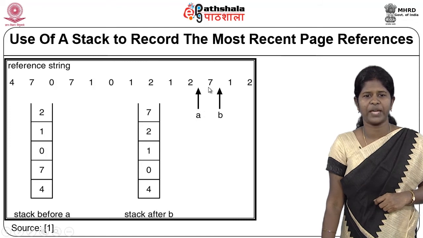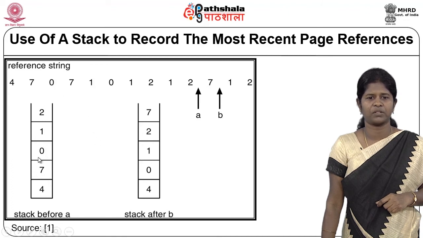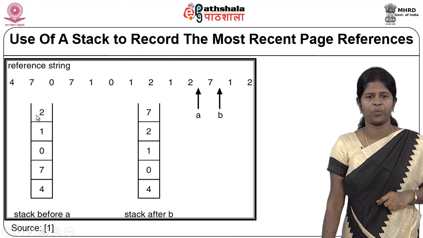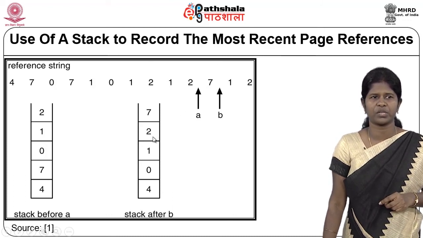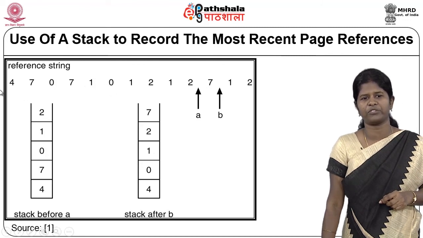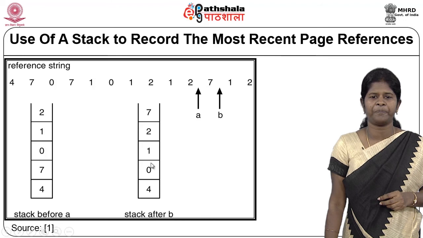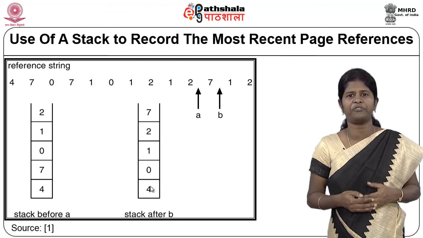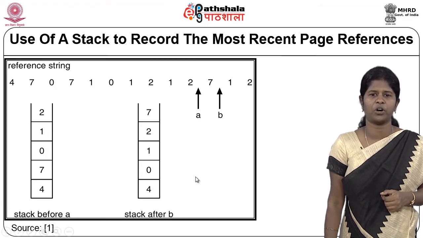And when there is a reference to 7, you have to move this page number from this place to the top of the stack. So 7 is removed from here and moved to the top of the stack, and the other ones just go down. So here it will look like 7 was used, and before that 2 was used, and before that 1 was used, and before that 0 was used, and before that 4 was used. This maintains the least recently used concept, and you can see that the bottommost of the stack, 4, is the one that is least recently used. So whenever there is a need for page replacement, the page chosen for replacement will be the page at the bottom of the stack.